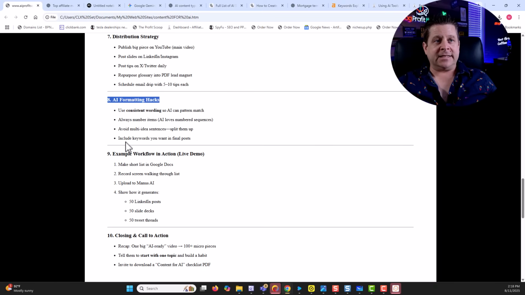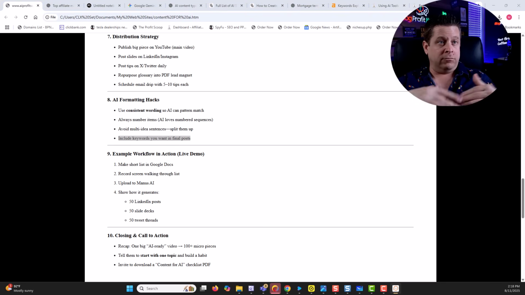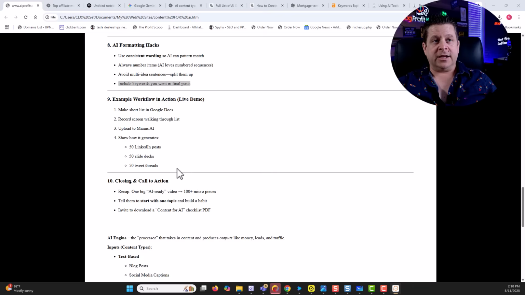Next up, include keywords that you want in final posts. Can you put the keywords in all the other stuff and make sure that they're all lined up in an easy way? You can make a short list in Google Docs, record the screen while walking through the list, upload it to Manus, and show how it generates the post, the slides, the tweets, whatever. You're going to ask it for what you want based on all the stuff that you made.